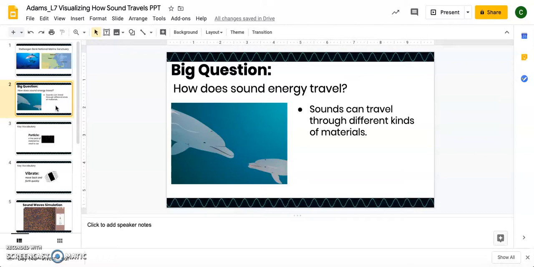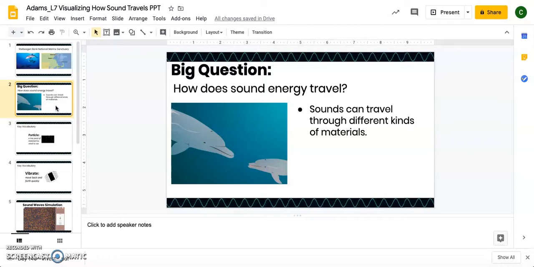And I hope you guys tested out some cool things yesterday in the house and figured out some other ways that sound can travel through. For example, if I were to knock on the door, I would know that sound can actually travel through wood, right? Sound can travel through furniture. So sound can travel through a lot of different materials.